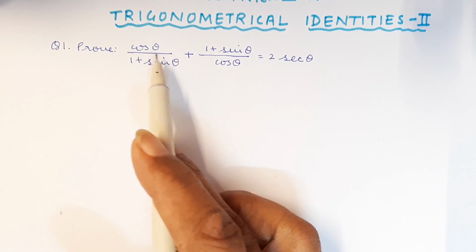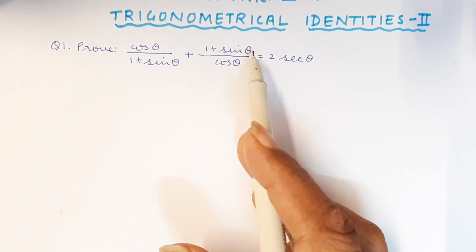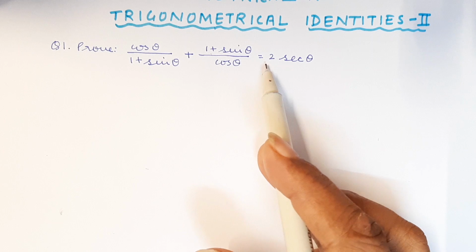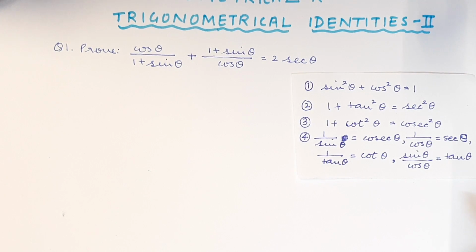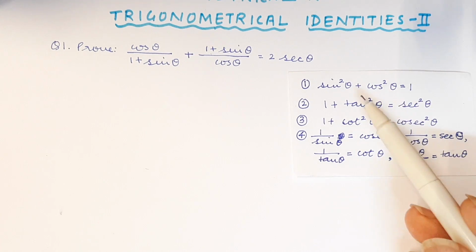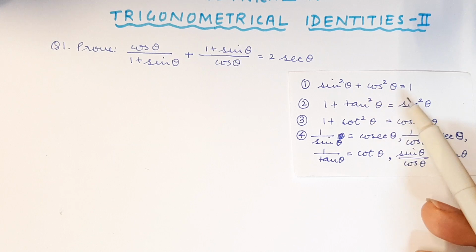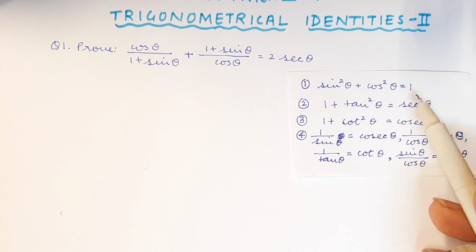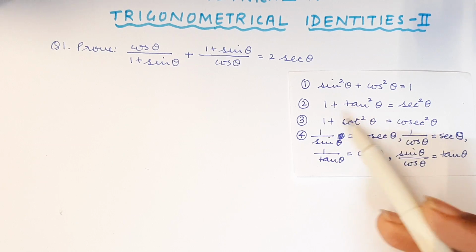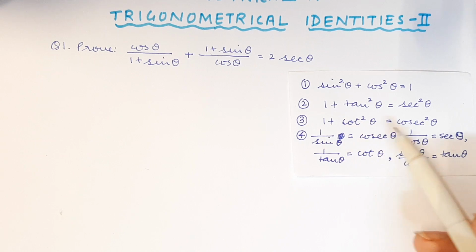First one, prove cos theta upon 1 plus sin theta plus 1 plus sin theta upon cos theta is equal to 2 sec theta. Now, in order to solve this, we need to know the basic identities. That is the relation between the squares of the ratios. So first one being sin square theta plus cos square theta equal to 1. Second one, 1 plus tan square theta equal to sec square theta. The third one, 1 plus cot square theta equal to cosec square theta.